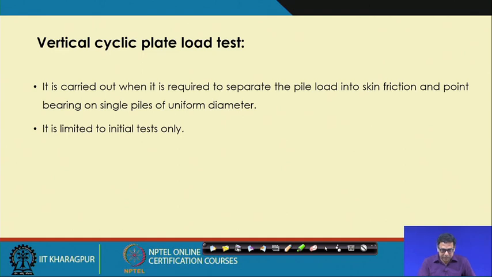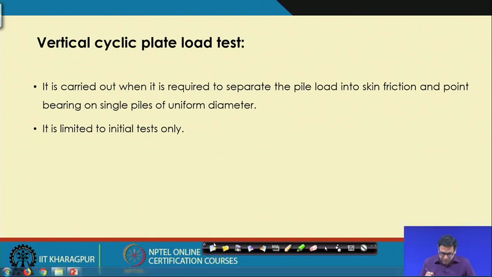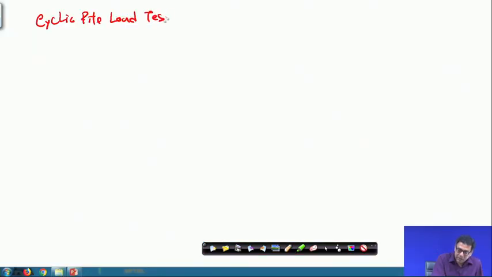So, the cyclic test is required when it is necessary to separate the pile load into skin friction and point bearing, that is, the resistance from skin friction and the point bearing on a single pile of uniform diameter. It is limited to the initial test only, that is, on the test pile only. So, what is the process of the cyclic pile load test?